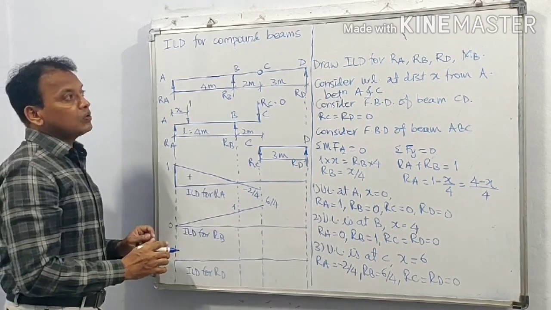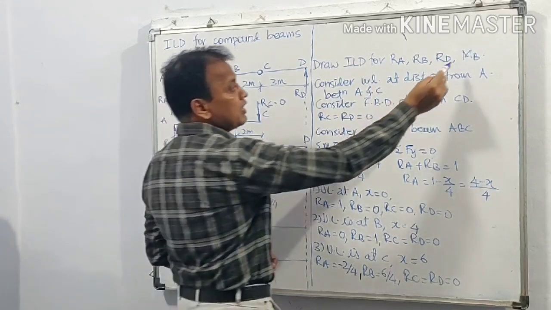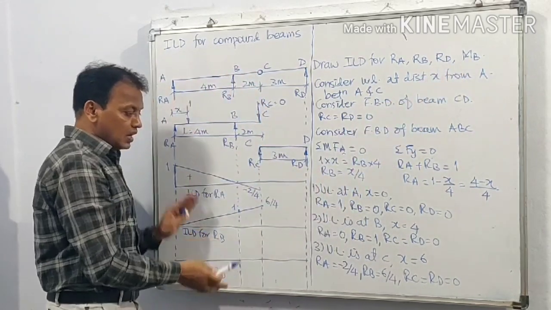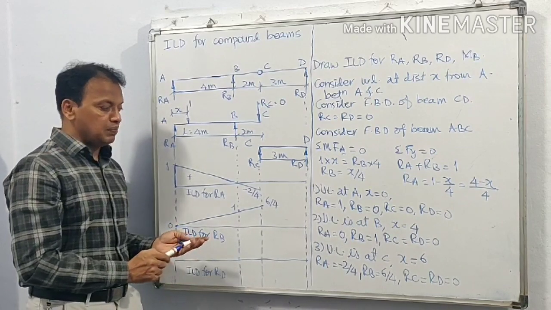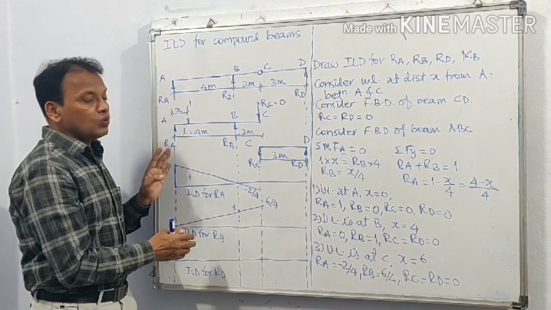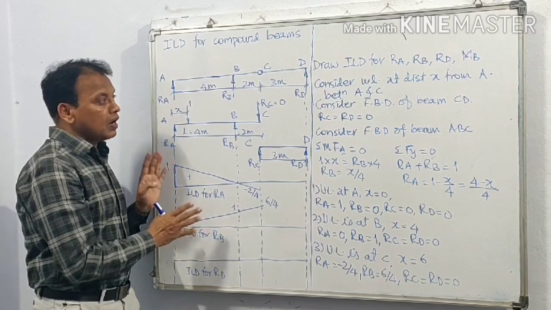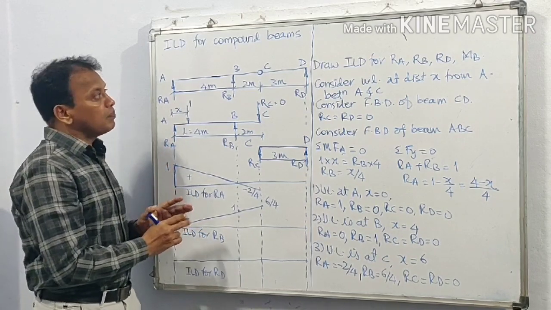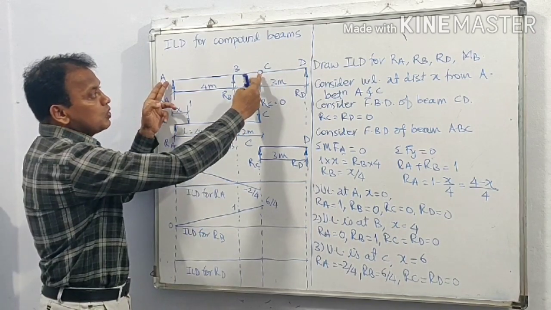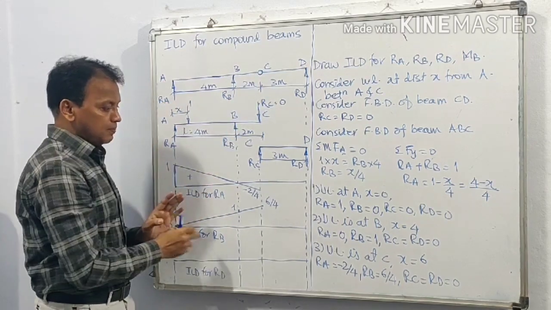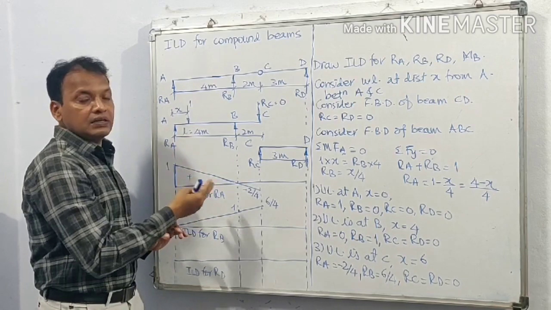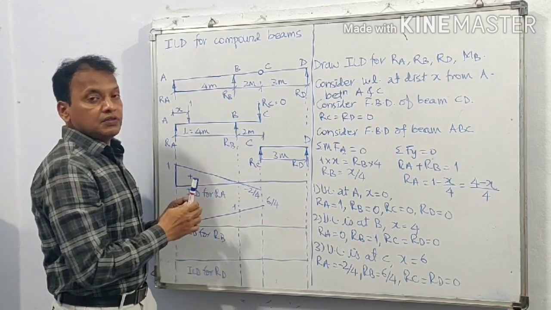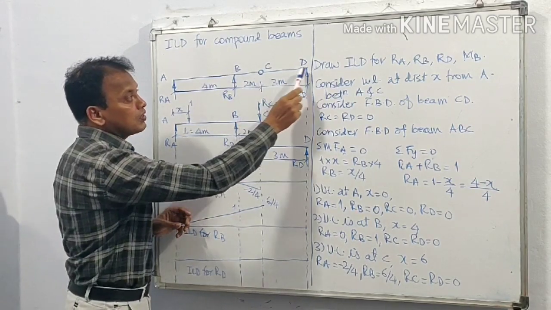Still we have not made calculations for bending moment at B. So we are not drawing right now the influence line diagram for bending moment at B. We have made calculations for various values of RA, RB and RD for different positions of unit load from A to C. Now let us keep this diagram as it is and make calculations for different positions of unit load from C to D.